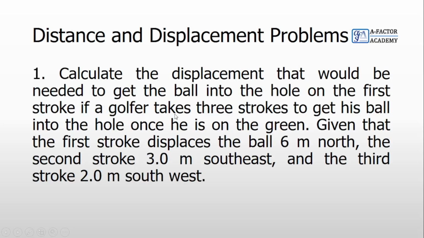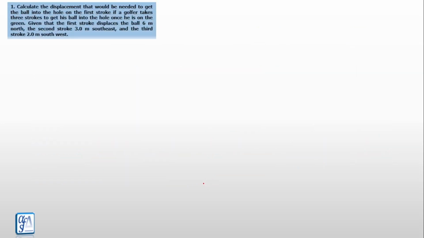If a golfer takes 3 strokes to get the ball into the hole once he's on the green, given that the first stroke displaces the ball 6 meters north, the second stroke displaces the ball 3 meters southeast, and the third stroke displaces the ball 2 meters southwest. Okay, so let's see the solution to this problem.